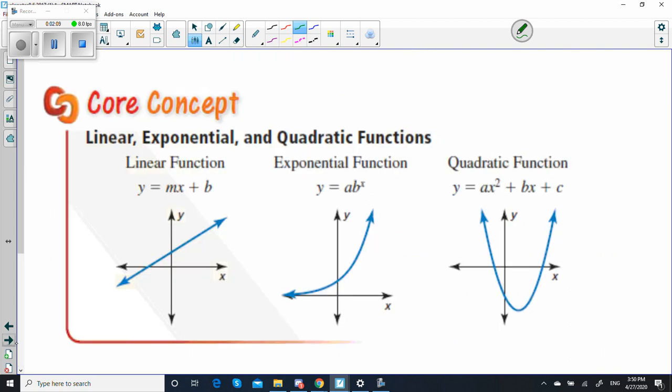Okay, so we've got some pictures here, much better pictures than mine. Linear means a line. Exponential means this curve that will be approaching the x-axis. And the quadratic function is that parabola. And that is not a picture of the parent function. It's got the bx and the c, so it's off to the side there.